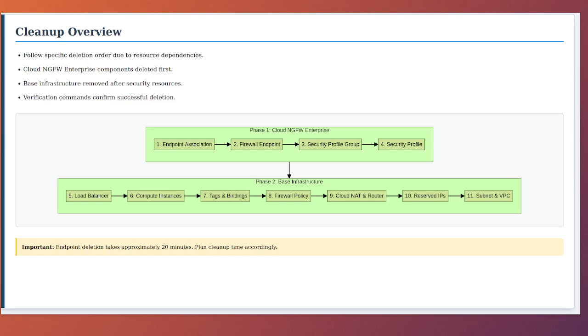You cannot delete a firewall endpoint while it still has VPC associations. You cannot delete a security profile while it is referenced by a security profile group. Following the correct sequence ensures smooth deletion without errors.